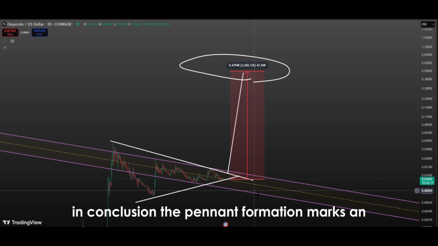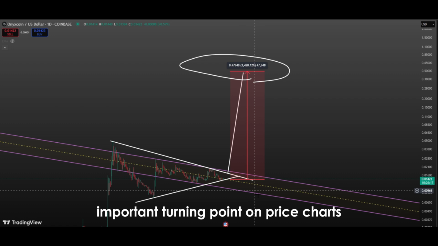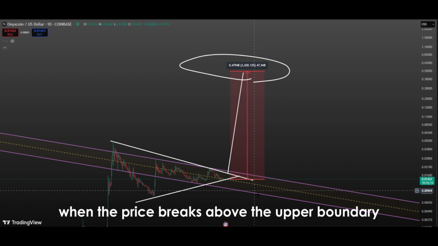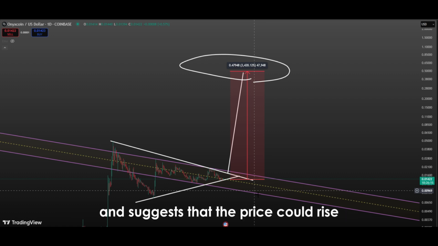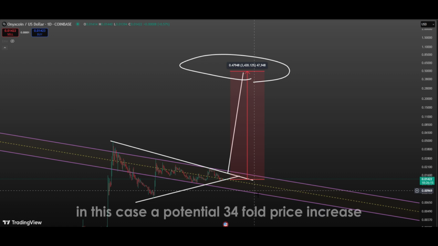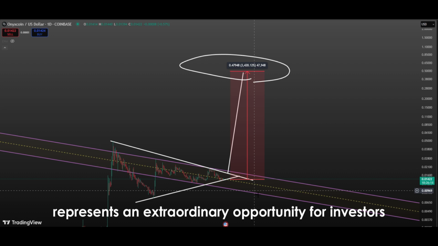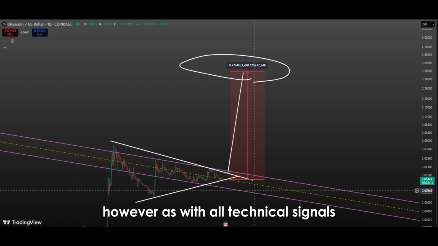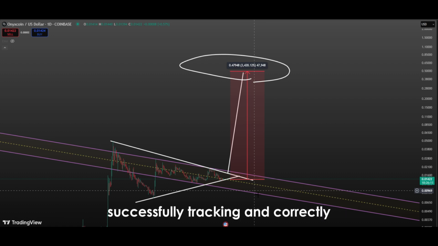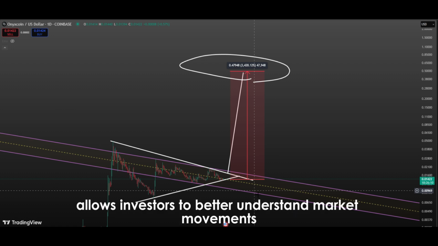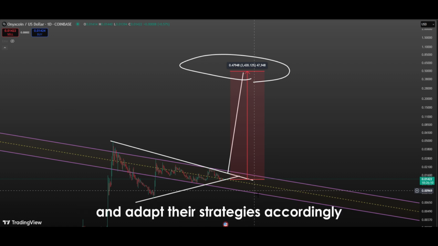In conclusion, the pennant formation marks an important turning point on price charts. When the price breaks above the upper boundary, this movement often triggers a strong buying wave and suggests that the price could rise by the length of the flagpole. In this case, a potential 34-fold price increase represents an extraordinary opportunity for investors. However, as with all technical signals, careful analysis, risk management, and assessment of market conditions are essential. Successfully tracking and correctly interpreting the pennant formation allows investors to better understand market movements and adapt their strategies accordingly.